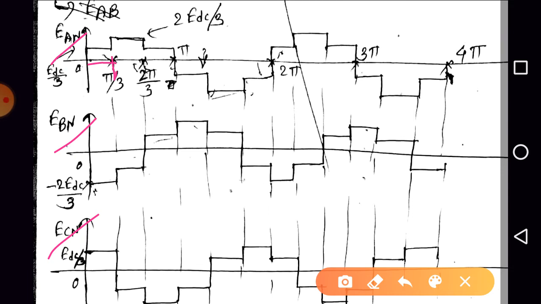During the first interval, what is the value of Van? It is EDC by 3. Are you getting the point? This step, this pulse is EDC by 3. What is Ecn? Ecn is also EDC by 3. What is Ebn? It is minus 2 times EDC by 3. This is during the first interval, right?